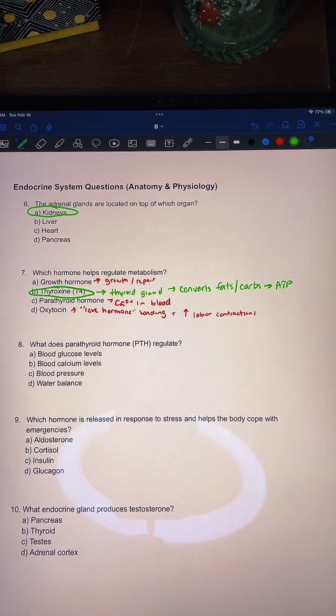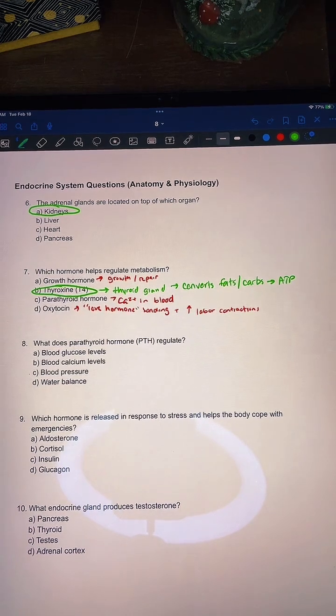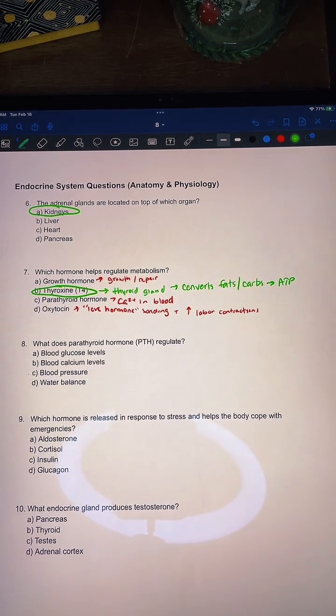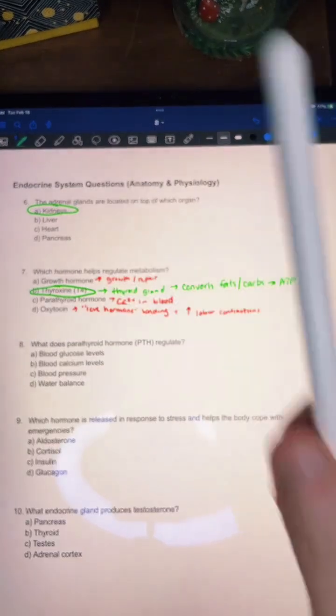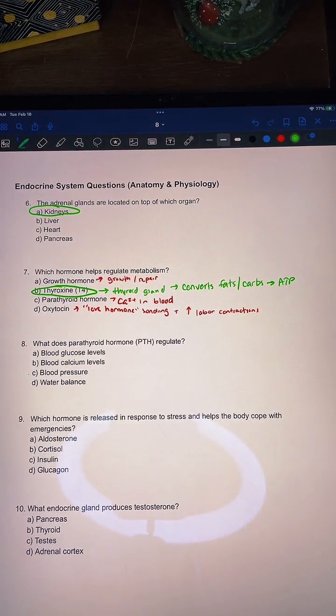Alrighty. Oh, bro just answered 8. I did, yes. I did accidentally do that. I didn't even think about that. Where did I get these questions? I made these questions after I went through my notes. All the questions I put on my lives, I make. I did answer 8, so I guess I will. What does the parathyroid hormone regulate? It's blood calcium levels. Oops, I didn't realize that.